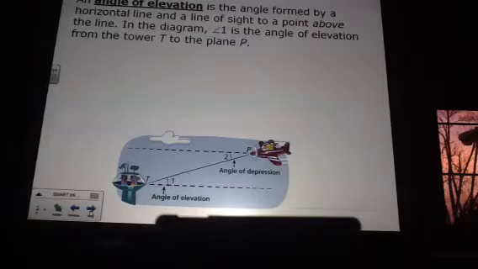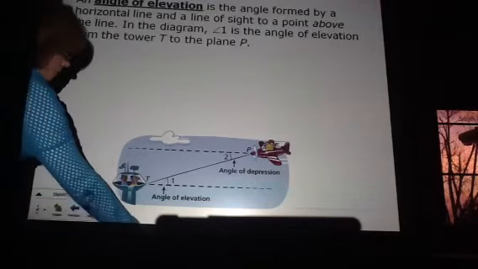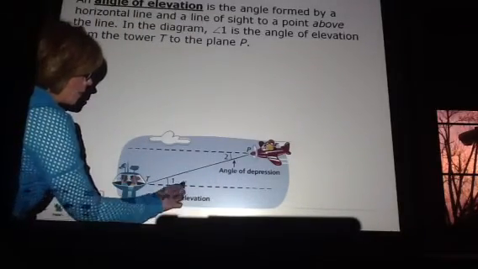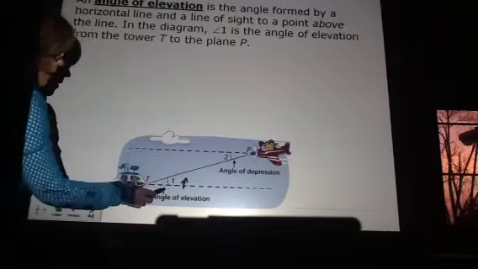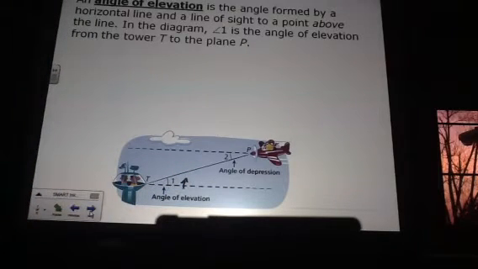An angle of elevation is the angle formed by a horizontal line and a line of sight to a point above the line. For example, you've got this horizontal line, and if you go above that horizontal line, you've got this line right here. So angle 1 is an angle of elevation.